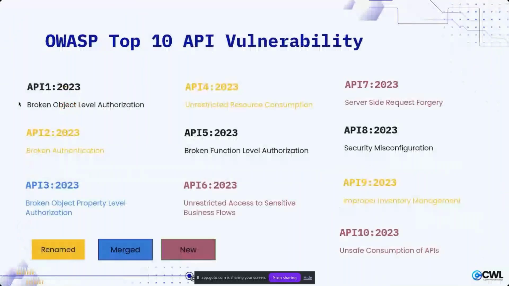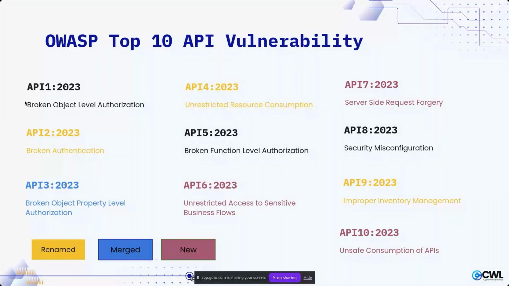The first one is broken object level authorization. Then we have broken authentication. Then we have broken object property level authorization and unrestricted resource consumption. We will also look at these particular topics. Then we have broken function level authorization and unrestricted access to sensitive business flows. And we have a traditional vulnerability, which is SSRF, and security misconfiguration and improper inventory management. And last is unsafe consumption of APIs.